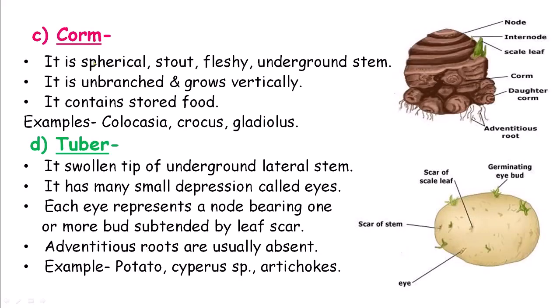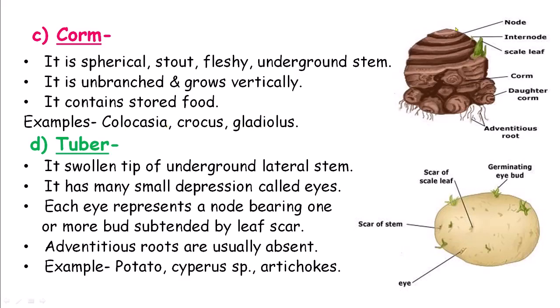Third underground modification is the corm. Here it is a spherically stout and fleshy underground stem. It is almost spherical. It is unbranched. It doesn't have the branches and it grows vertically. And it contains the stored food. Examples of the corms are the colocasia, crocus and gladiolus.